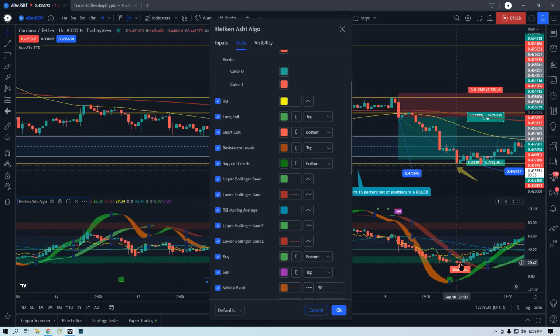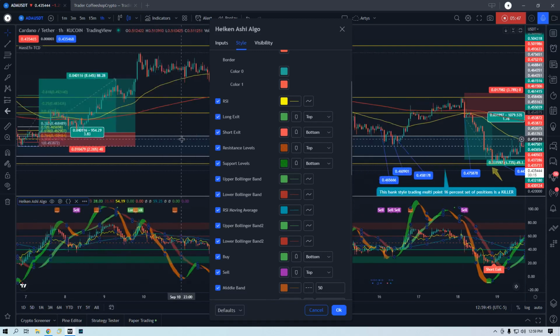Now, the RSI, let's get that. No description needed there. You know what an RSI is. It's simply the relative strength index. Now, you have a long exit and short exit. You can see here on my screen, I don't see a long exit right now, but long exit is the same as short exit.